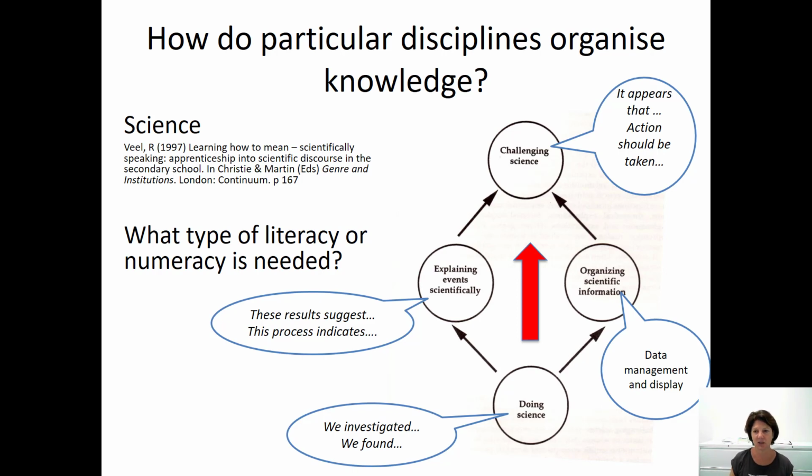It appears that action should be taken. So we might have, in that first example, modulated language. In science, part of the discourse is not to say this is the way it is. We suggest, we propose, that sort of thing. However, when it comes to action, it's often a bit stronger. So once we've proposed, we might say we should.